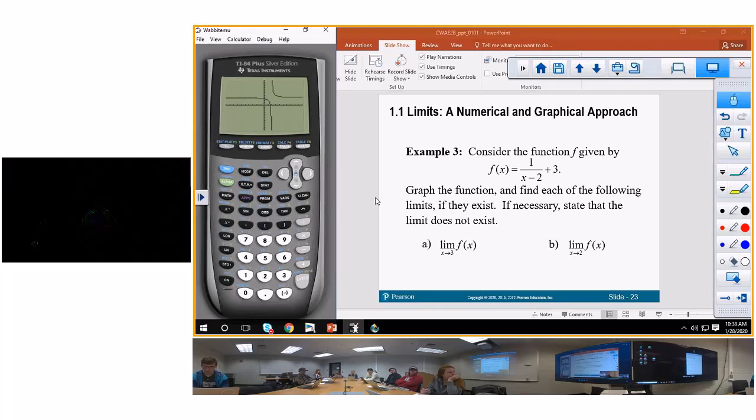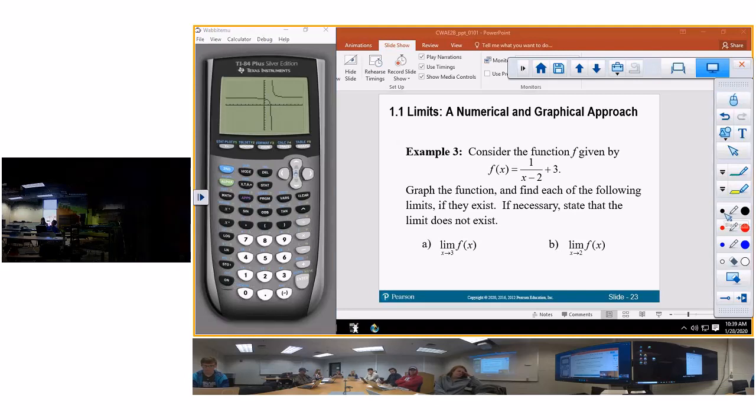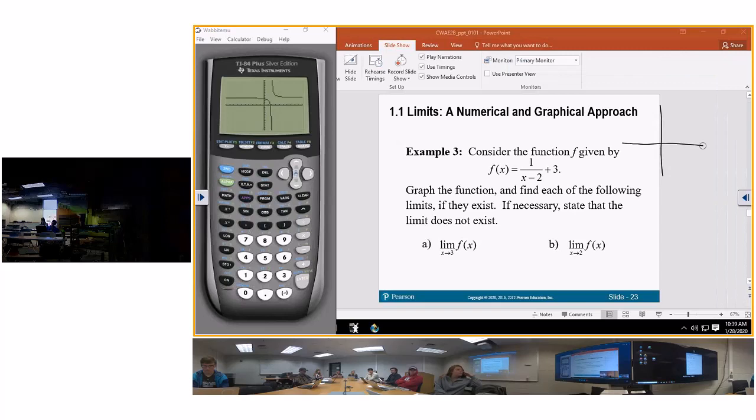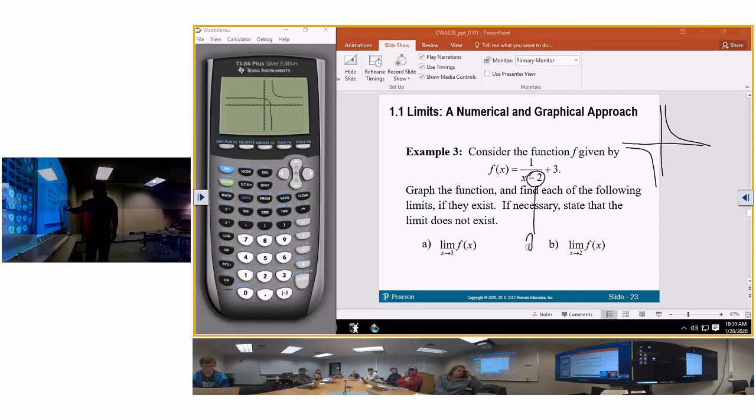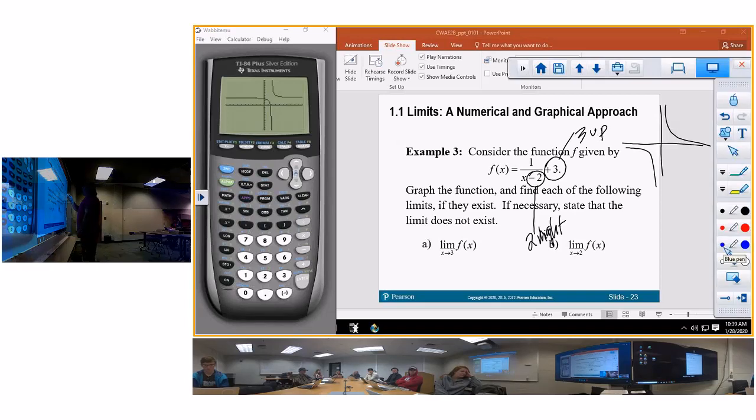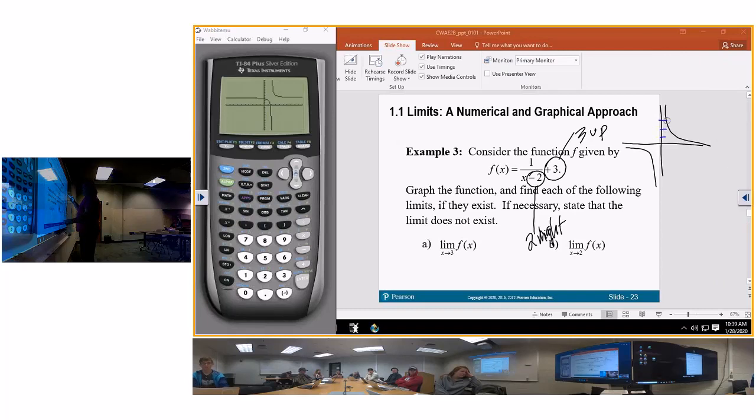How do you know it looked like this? Well, the parent graph of 1 over x. What does the parent graph of 1 over x look like? Half a volcano. So your parent graph looks like this. You know that this is a horizontal shift of 2 to the what? 2 to the right. And this is a vertical shift of 3 what? So my actual graph looks like this. 1, 2, 3, and 2 to the right.